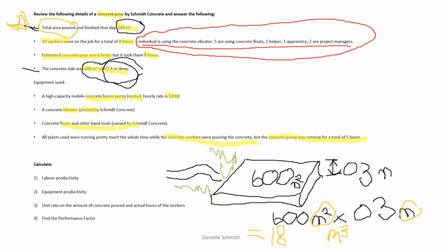And we've been asked to calculate labour productivity, equipment productivity, the unit rate on the amount of concrete poured and the actual hours of the workers, and to find the performance factor. So again, before you attempt this question, please have a look at the notes for this week's topic, go through the tutorial question, review your answers, then attempt this and use this video to guide you through your answers, or if you get stuck, please do not use this as your only revision. So pause if you need, and then we'll get into it.